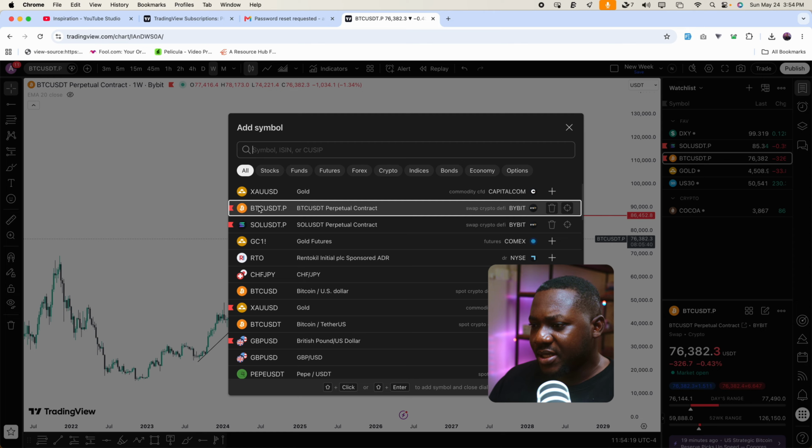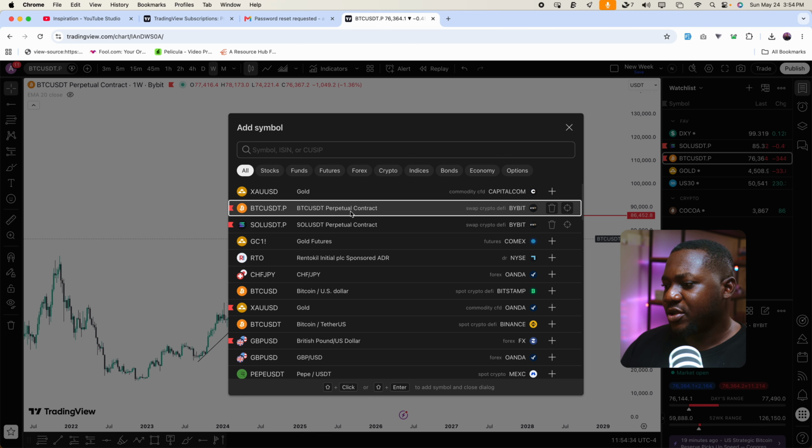Over here you can see BTC USDT perpetual contract coming from Bybit. Okay, so because I'm probably going to use Bybit to place my trades, I'm going to select this particular option to analyze the market. But again, you can see that there is one from Binance, there's Oanda, Bitstamp, and a couple of other ones, okay?